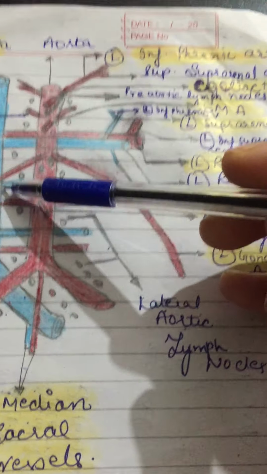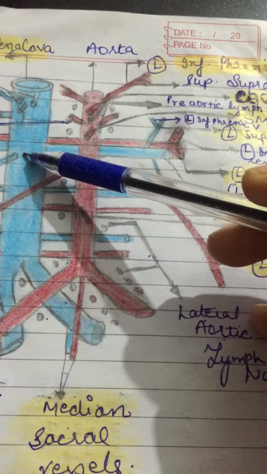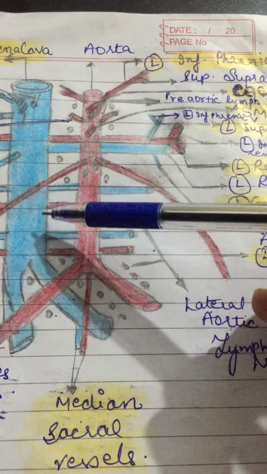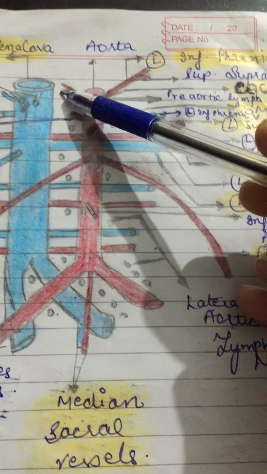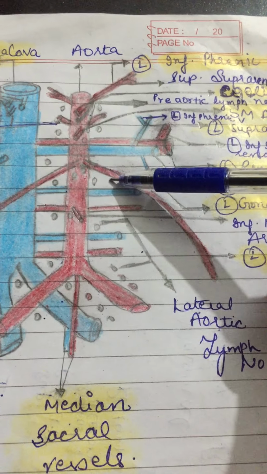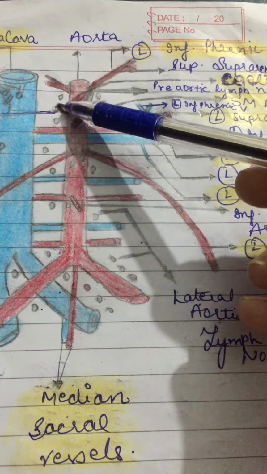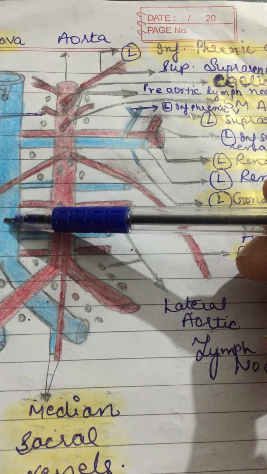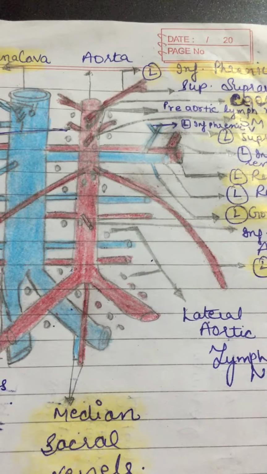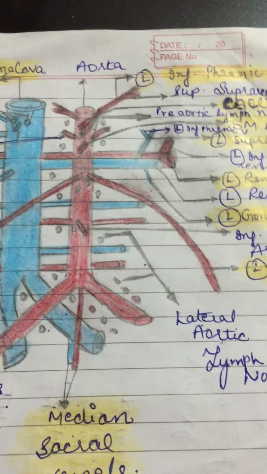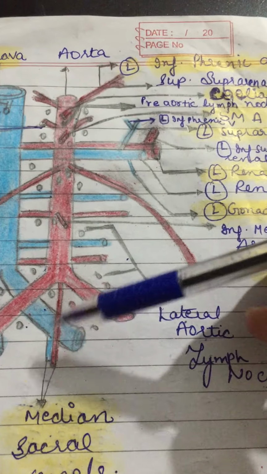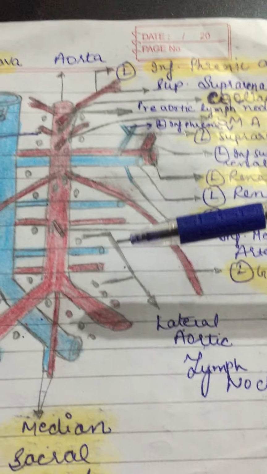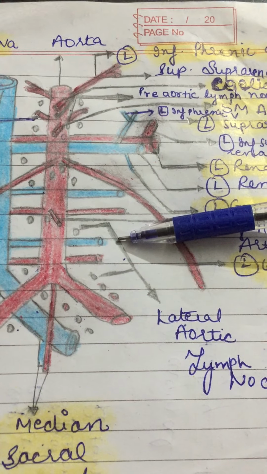And towards the right side, this is the right side, we have the inferior vena cava. From the midline, the aorta is towards the left side, 1.2 centimeter from the midline. So towards the right side lies the inferior vena cava, right crus of diaphragm and cisterna chyli. So these are the right relations, and towards the left we have the left crus of diaphragm, pancreas and fourth part of duodenum.